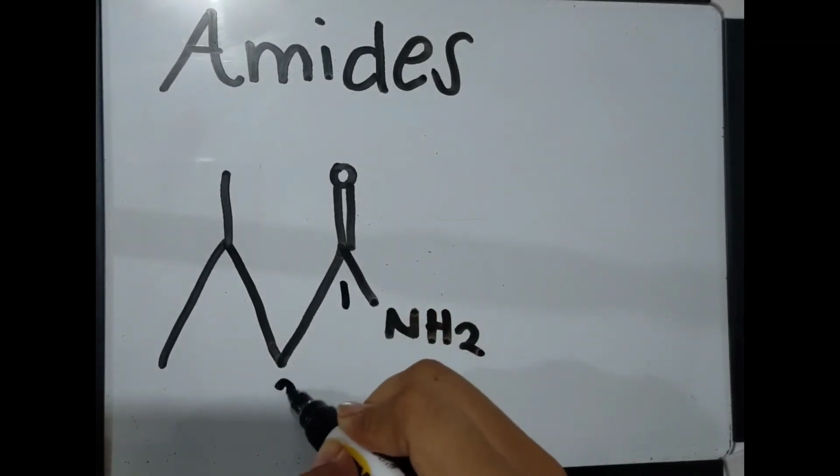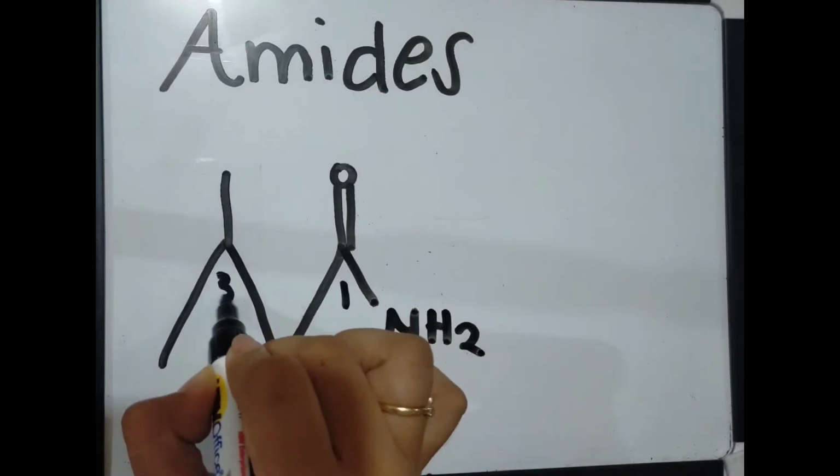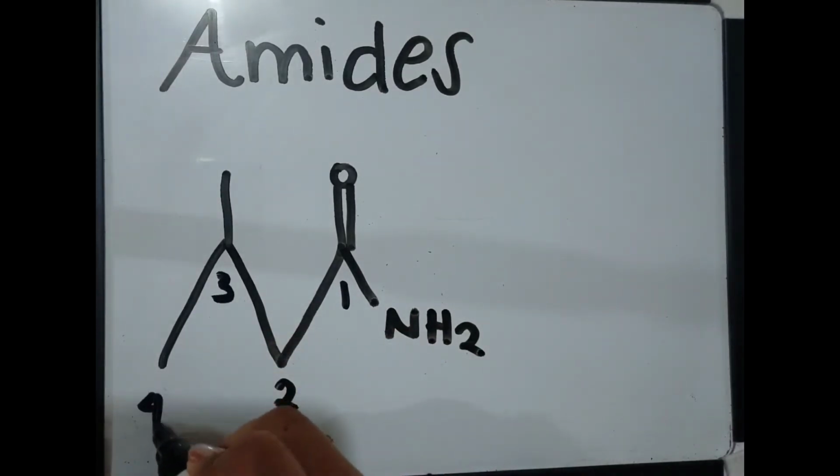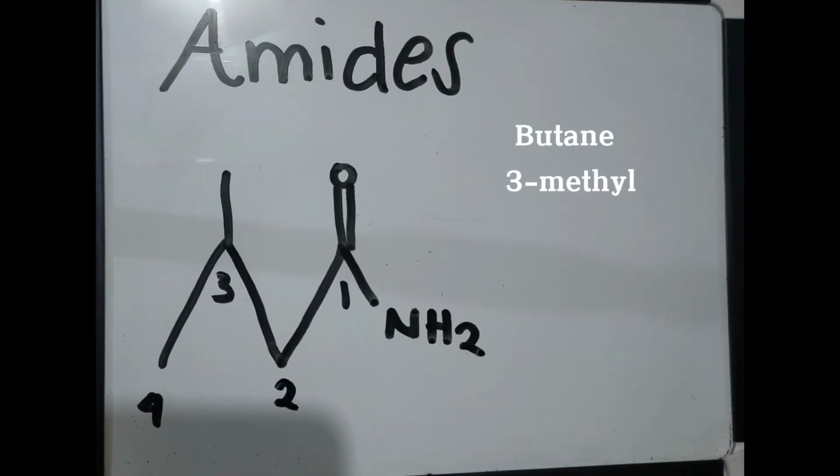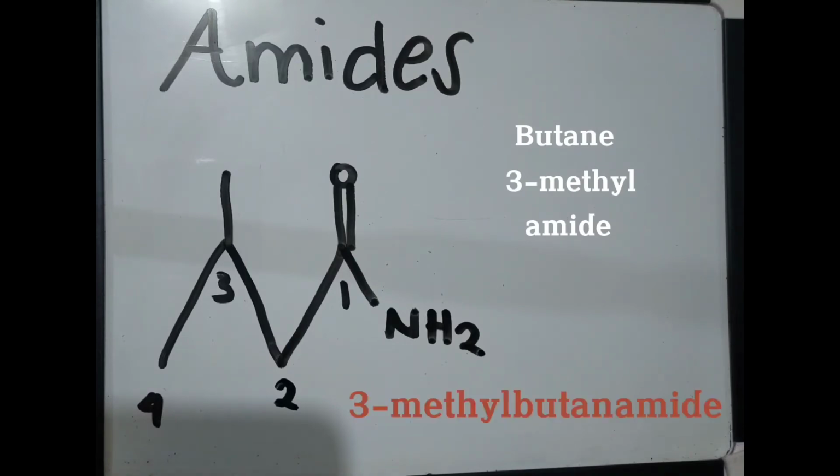For our second example, first, find the longest chain or the parent chain of the structure. So counting from the right, 1, 2, 3, 4. Therefore, it is a butane. Then we have a substituent, which is a 3-methyl. And for our suffix, amide. For our final name, it will be 3-methyl butanamide.